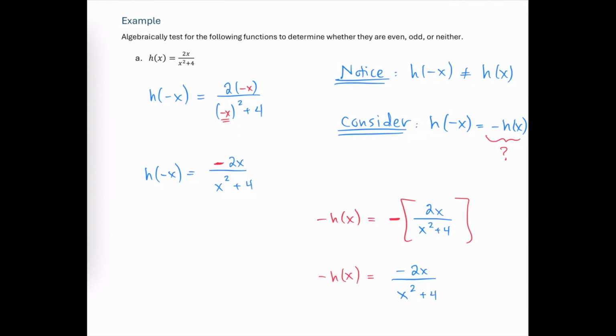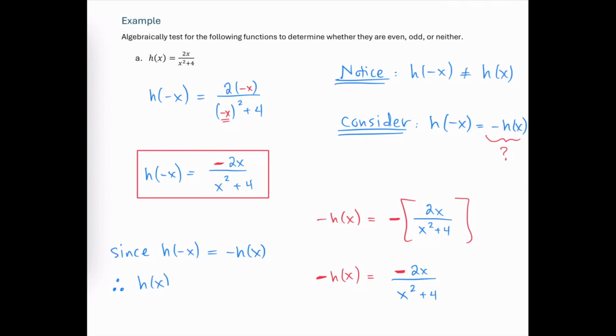But if we put it in the numerator, it makes it easier to notice that what we have here, the opposite of the original, is actually the same thing that we got when we plugged negative x into the function itself. So let's say then, since the function evaluated at negative x did turn out to be the opposite of the original, therefore the original function must have been odd. Let's look at one more example.